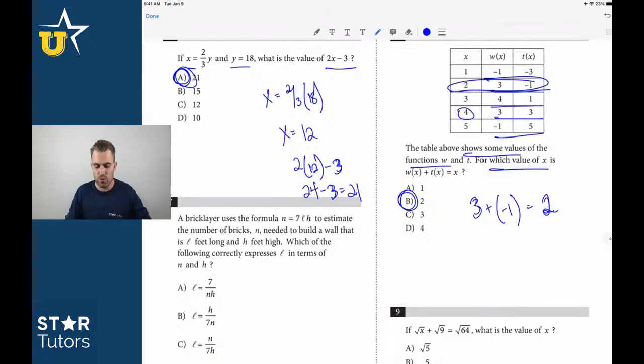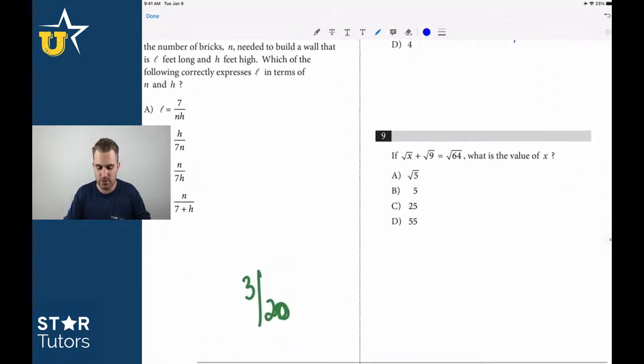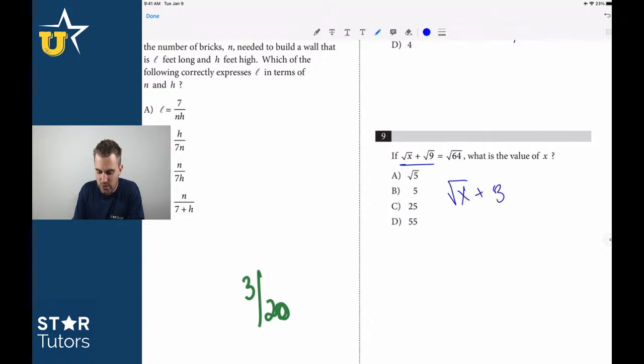Okay, guys. So the point of pass number 1. Look at one more. The point of this is that when we get the square root of x plus the square root of 9, which is just 3, is equal to the square root of 64, which is 8, the square root of x is equal to 5. x is equal to 25. Is there any reason to do this? This is at number 9.